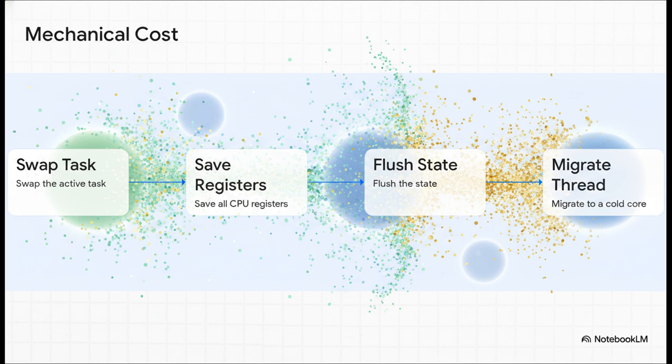First, the kernel has to swap the active task. Second, it has to save all the CPU registers. Third, it flushes the state. And fourth, it frequently results in thread migration. That's where a process is ripped away and moved to an entirely different cold core with a completely empty cache. It's basically an interrupt storm that triggers catastrophic cache misses.